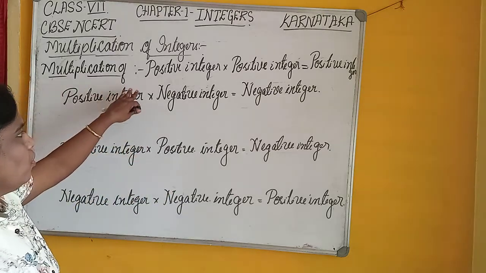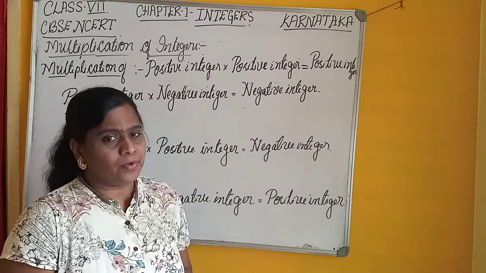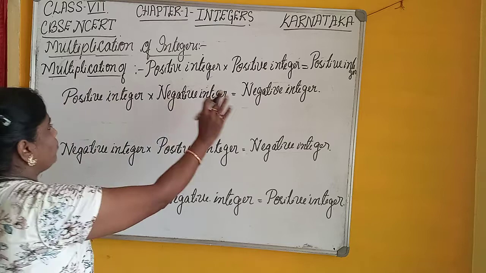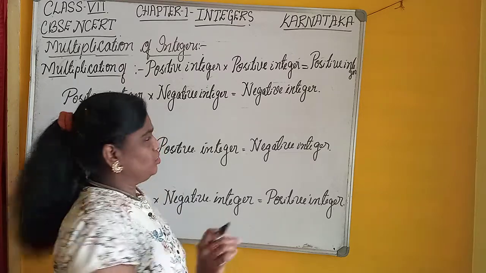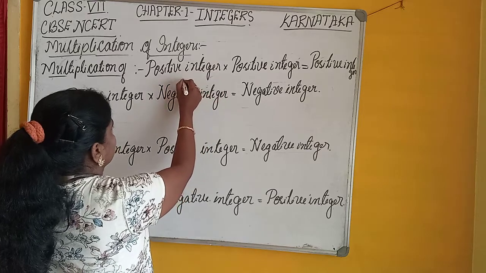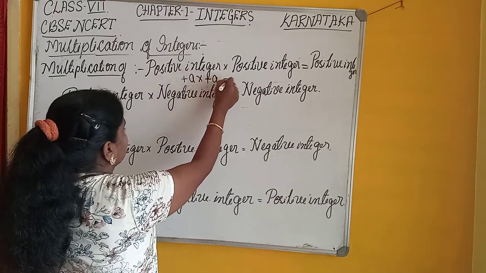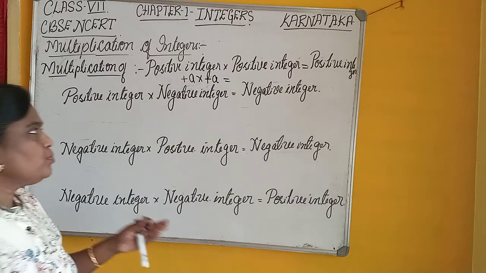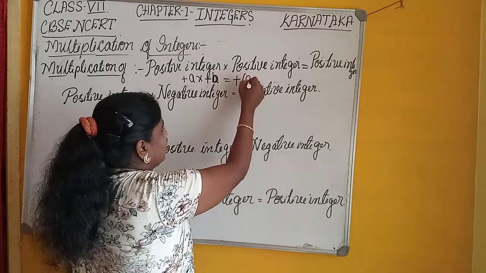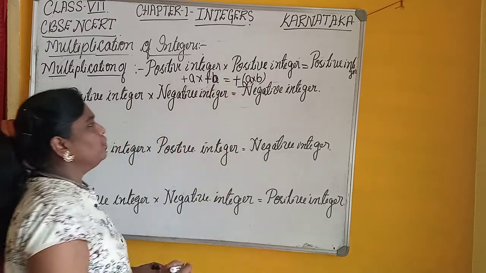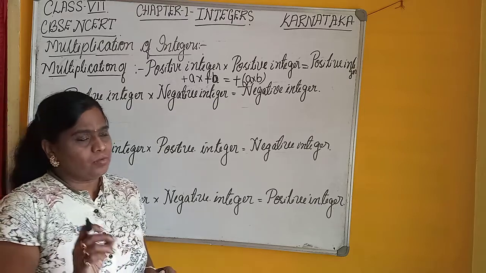Multiplication of a positive integer and a positive integer. When two positive integers are there, how do you multiply and put the sign? Generally, let A and B be two positive integers, then it can be written as plus A into plus B is equal to plus A into B. When you multiply any two positive integers, the product is always positive. When two integers are positive and we multiply them, we have to put the positive sign.